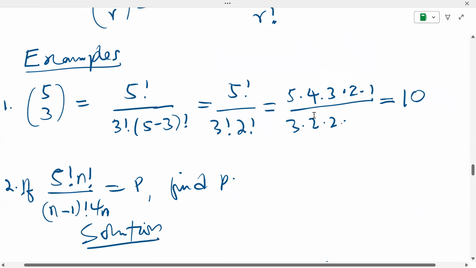So 2 times 2 is 4. That will divide this. 3 will divide this. So we shall get 5 times 2, 10 times 1, 10. So the value is 10 for this example.